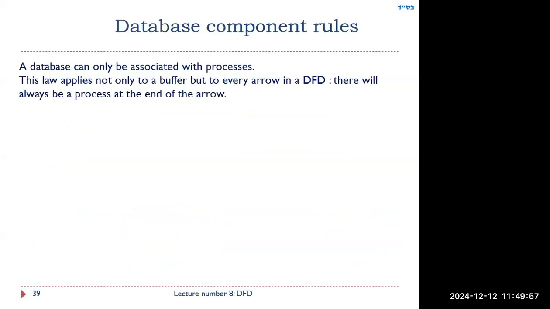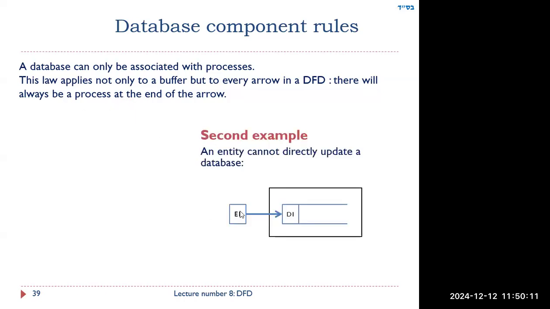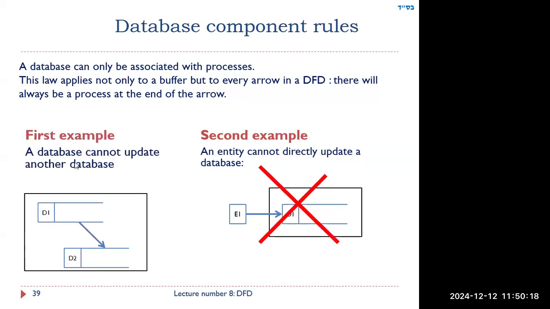Now we're talking about databases. The database can only be associated with processes. This law applies not only to a database, but to every arrow in a DFD. There will always be a process at the end of an arrow. So, for example, this is illegal: an entity cannot directly update a database. And a database can't update a database.